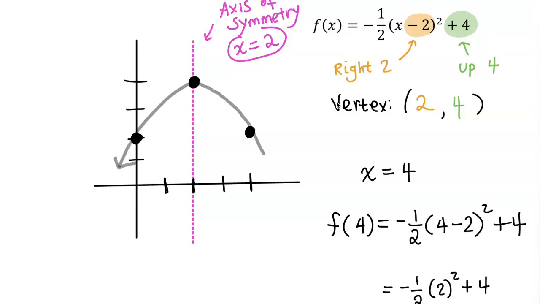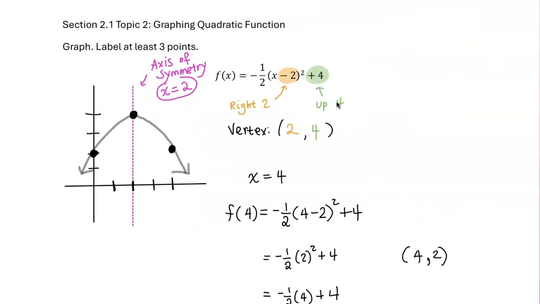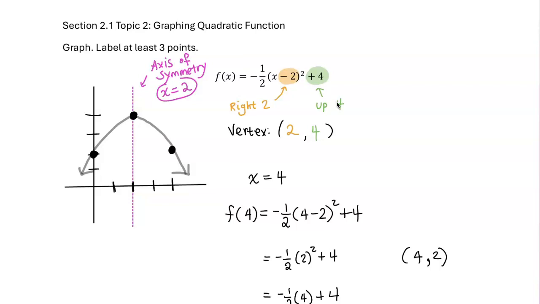So here we have it. Here's the parabola with 3 points, with the vertex at (2, 4), and the 2 additional points that we plotted are (4, 2) and (0, 2).